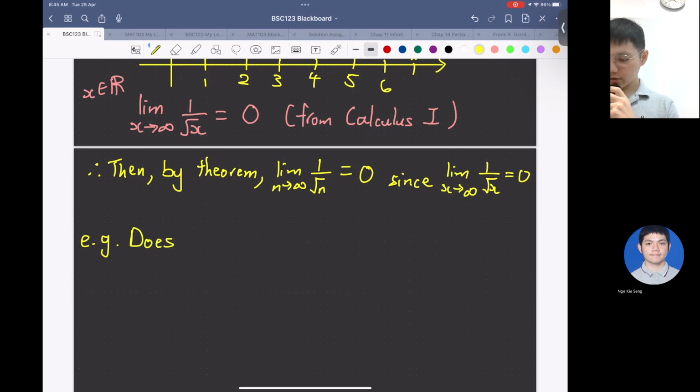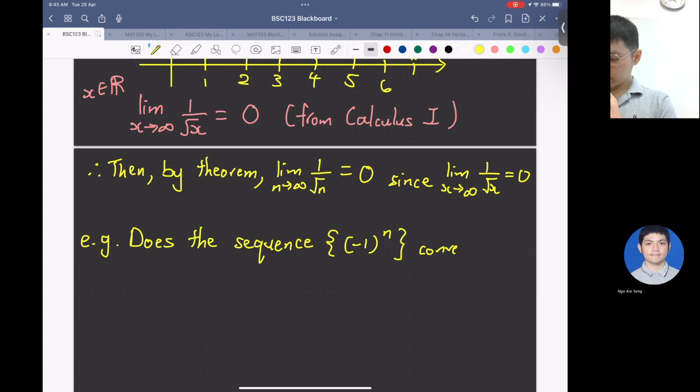Let's look at another sequence. Let's look at the alternating 1 and -1 sequence. Try and determine whether this converges or not. Then if yes, converge to what number?